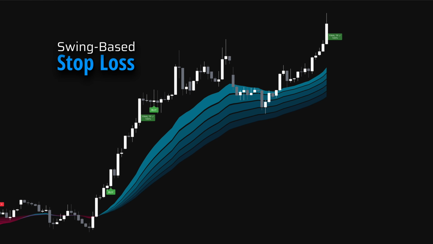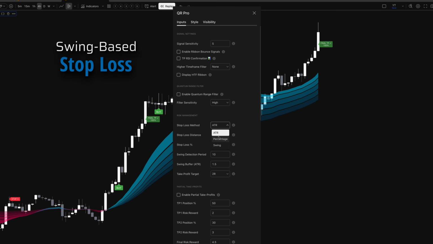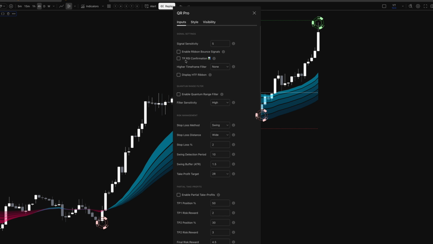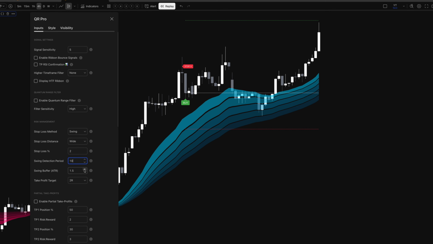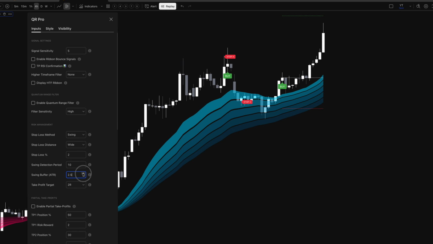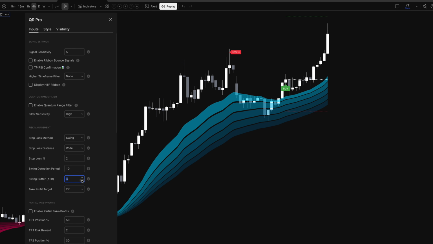Enable swing as your stop method, and the indicator places stops at recent swing lows for longs, swing highs for shorts. It looks back over a configurable period, finds the structure level, then adds an ATR buffer beyond it for protection against stop hunts. 2 settings control it. Swing detection period determines how far back to look. Higher values find only major swings, lower values are more sensitive. Swing buffer adds safety margin beyond the swing point.